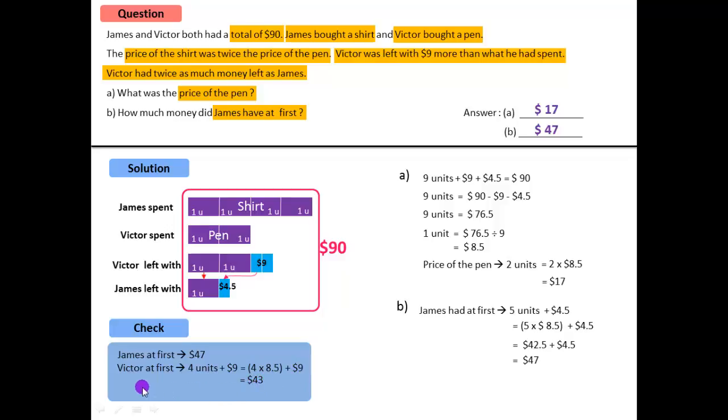To find out the total amount, we add the amount of money that James had at first and the amount of money that Victor had at first. This gives us $90, and this is already given in the question because both James and Victor had a total of $90. So from this we know that our answer is correct.